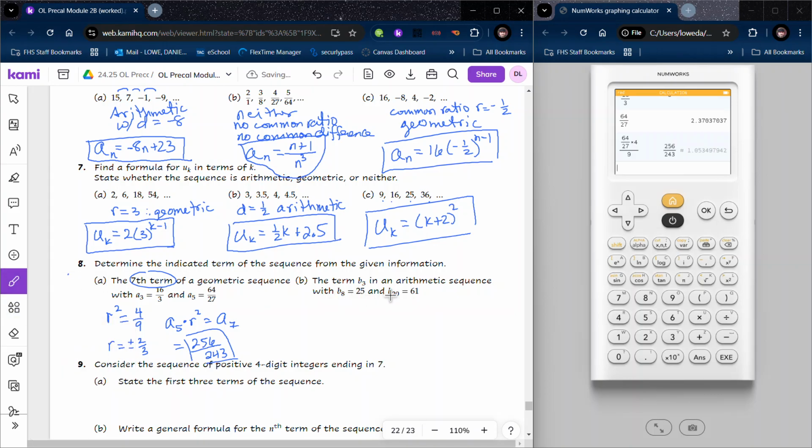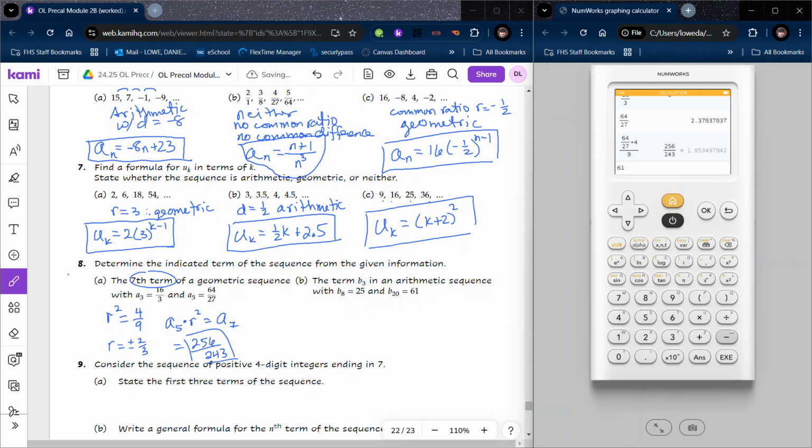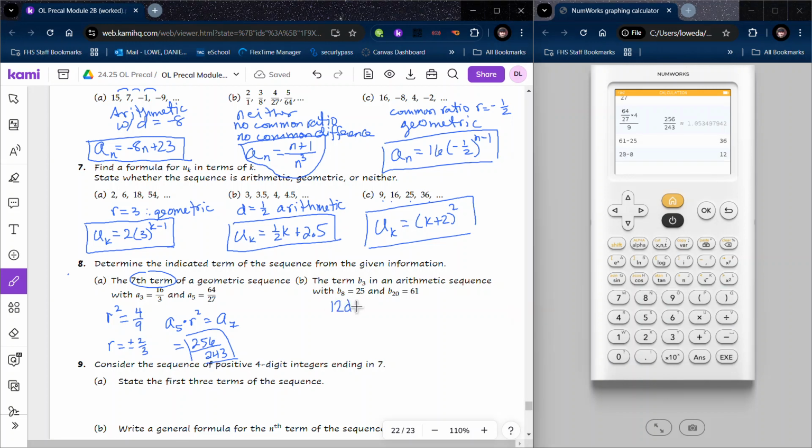All right, we want the third term of an arithmetic sequence, and I have this setup. Well, what is 61 minus 25? Because we know we're looking for differences. That's 36. What's 20 minus 8? That's 12. So I know 12 differences is going to be equal to 36. That means one difference is going to be equal to 3.